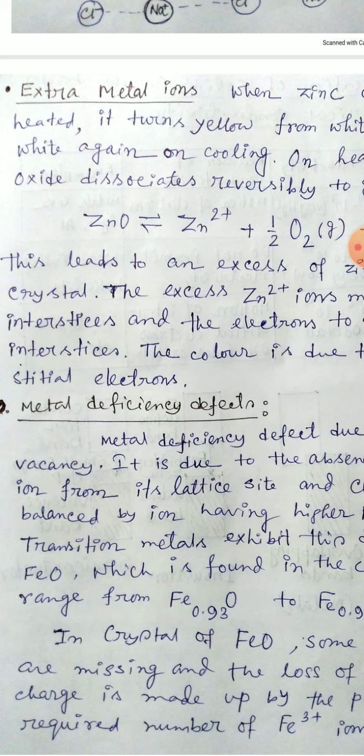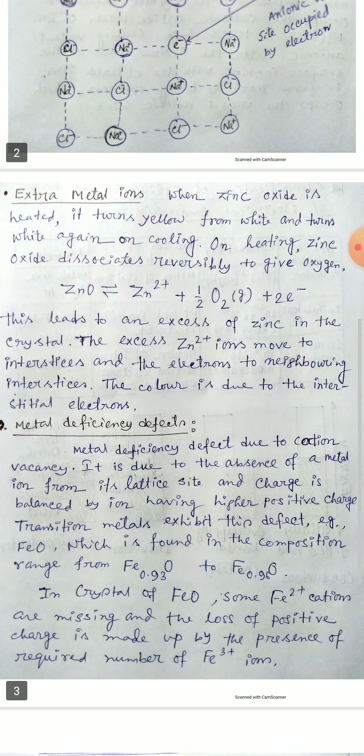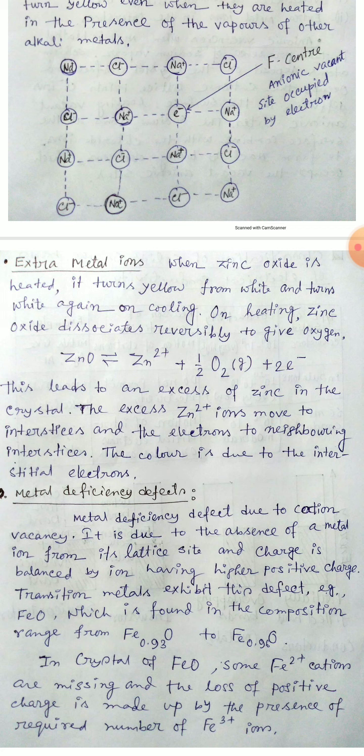In the crystal of FeO, some Fe2+ cations are missing, and the loss of positive charge is made up by the presence of the required number of Fe3+ ions.